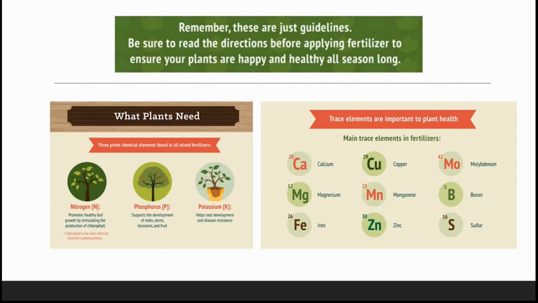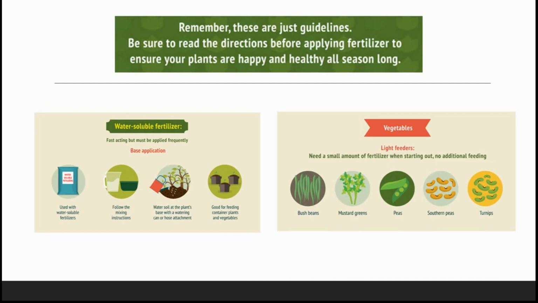Now the trace elements are important to plant health. Main trace elements in fertilizers are calcium, copper, molybdenum, magnesium, manganese, boron, iron, zinc, and sulfur. These are also known as micronutrients. So let's go to our next slide here. I again say, remember, these are just guidelines. Be sure to read the direction before applying fertilizers to ensure your plants are happy and healthy all season long.